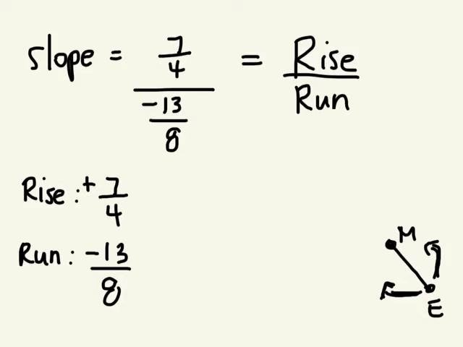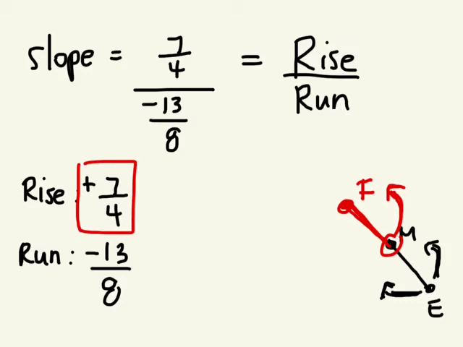I need to know where this line segment ends. I need to know F. Well, is the slope from E to M the same as the slope from M to F? Yes. M is directly in the center, so it's an equal distance from both points. So from M to F, it has to rise by 7 over 4, and it has to run negative 13 over 8.